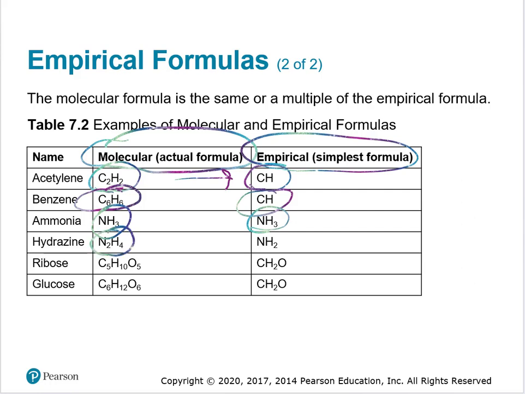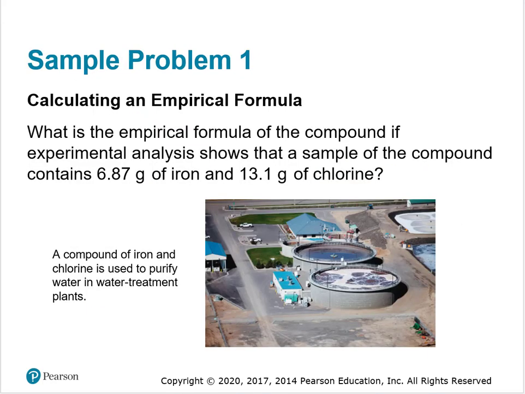Here we have N2H4, 2 and 4 can be reduced to 1 and 2, so NH2. We already looked at this one, C5H10O5, all divisible by 5, so CH2O. And then glucose, C6H12O6, all divisible by 6. So that can be reduced to the same as ribose. Let's look at a sample problem.